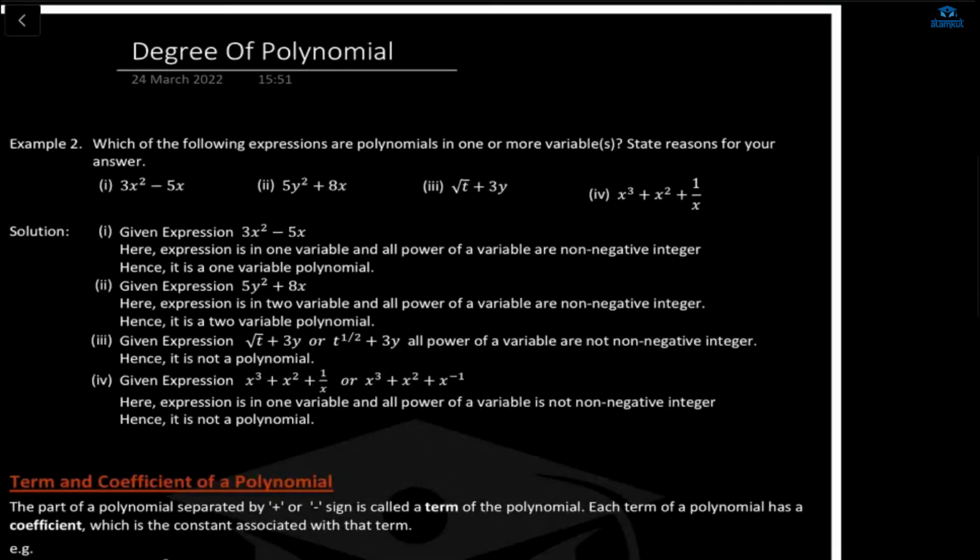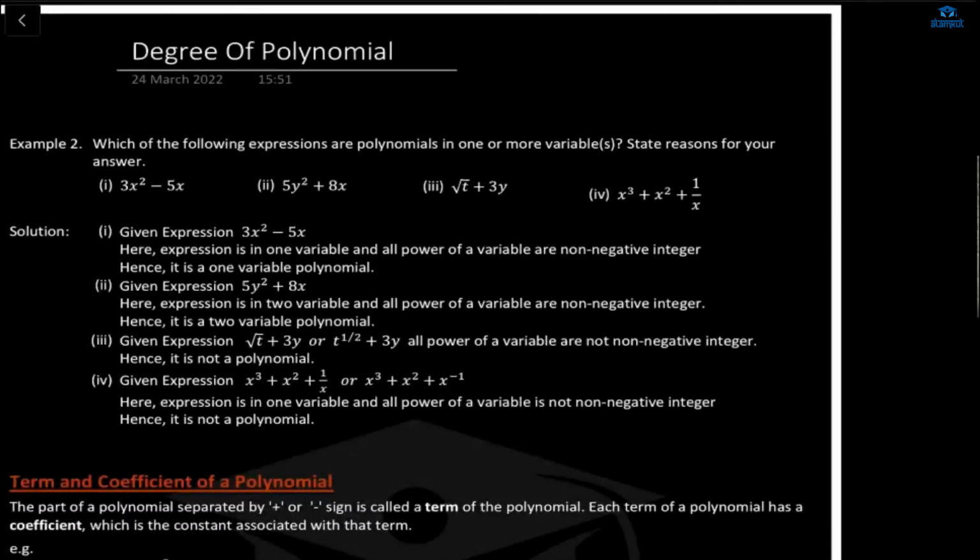Firdaus, are you sure? I'm one variable. Yes, it is one variable. Why? Because only x is there. Aram, you're confused a little bit? See, it is x square and x, but only x is used. Only a single variable is used. So it is in a single variable.